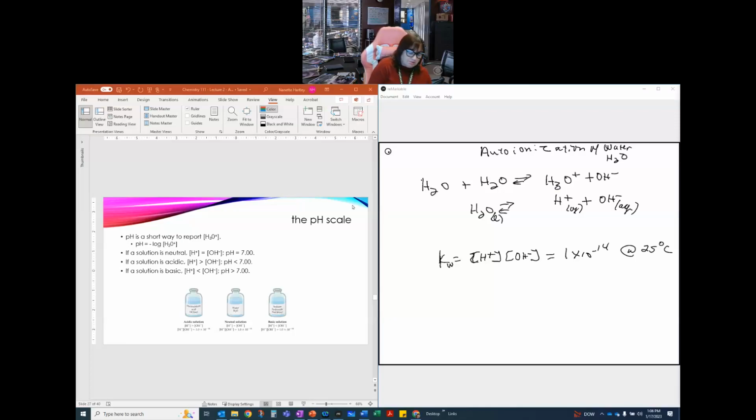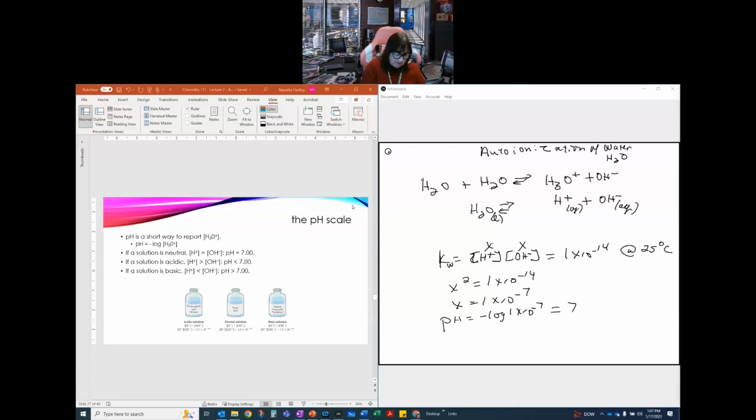Okay, so again, KW is 1 times 10 to the minus 14th. If I were to solve, and these are both x's, if I were to solve that, x is equal to 1 times 10 to the minus 7th, pH equals the negative log of 1 times 10 to the minus 7th, and that's 7. Okay, they're not always that easy, but that one is. So that's what that's going to be. So if those two are equal, the pH is equal to 7.